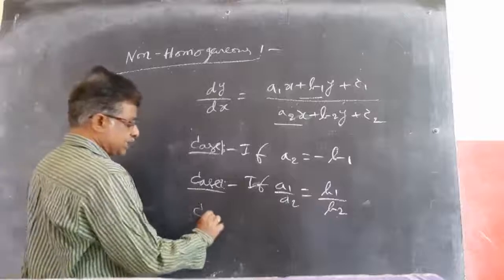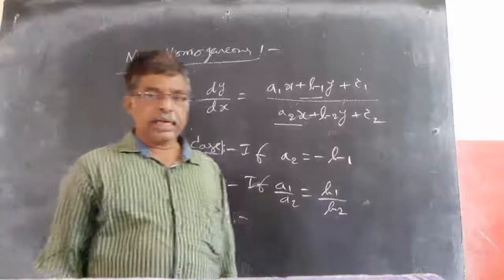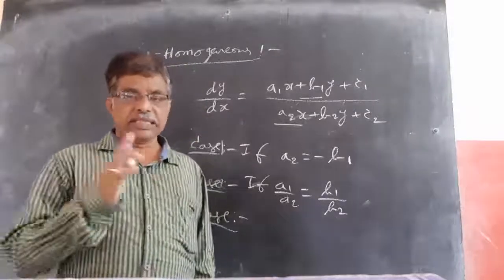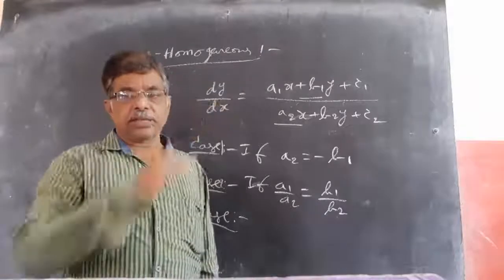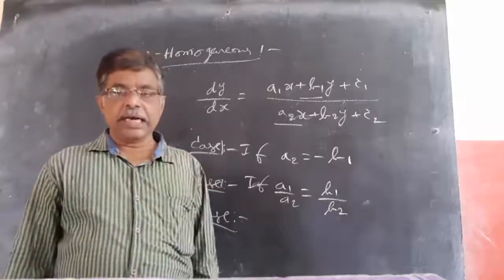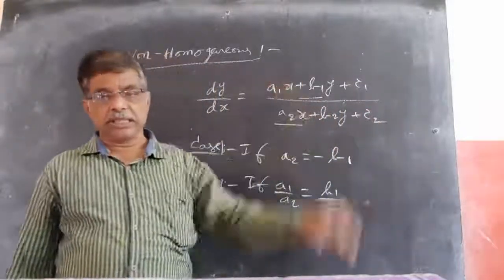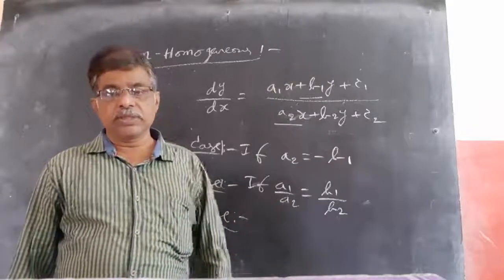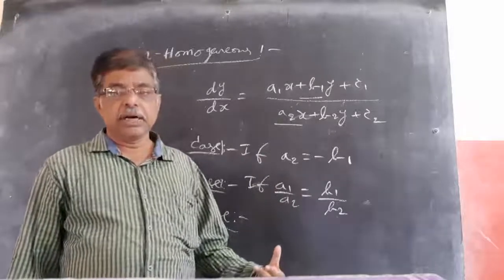Case 3 is when it is neither of these two. Then you go for case 3, that is shifting the origin. This is your first year 1B chapter, transformation of axes. You can shift the origin to some other point h comma k so that the first degree terms, meaning the constants, are removed and it is converted into a homogeneous equation. So we will shift the origin: x equal to X plus h, y equal to Y plus k, using first year transformations. Then we will get a homogeneous equation.